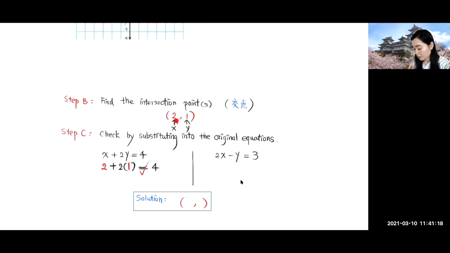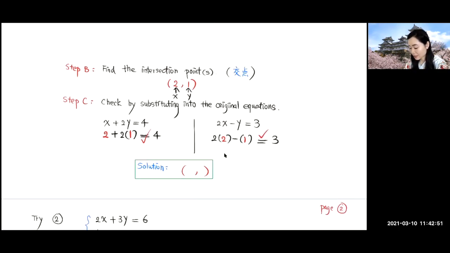Now, substitute x to be 2, y to be 1 over here, and see if this equation is true or not. 2 times x is 2, y is 1. Indeed, that's equal to 3. So that checks. This point satisfies both equations. When I substitute x to be 2, y to be 1, the left side equals the right side for both equations. So they are satisfied.